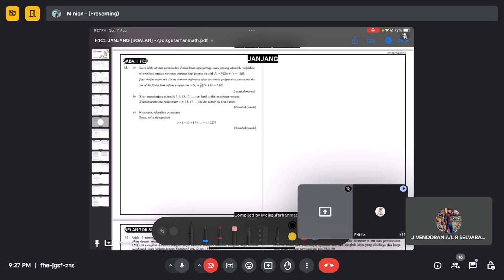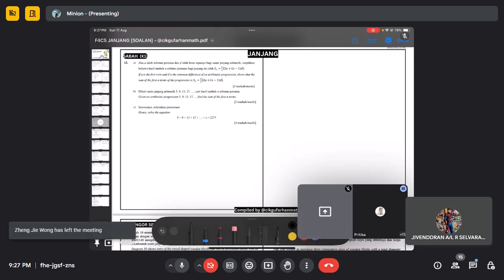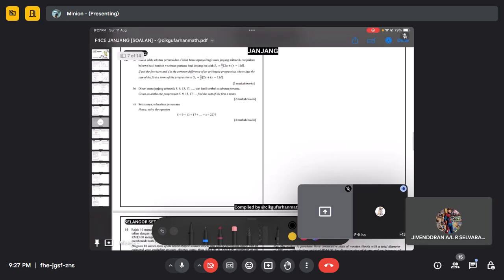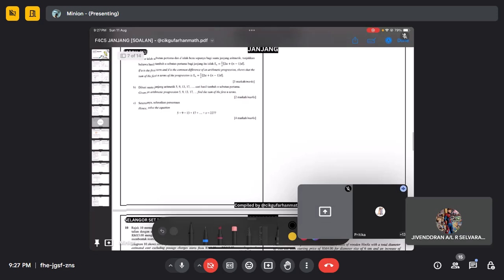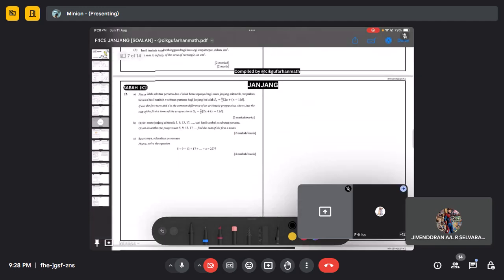If a is the first term and d is a common difference of an arithmetic progression, show that the sum of the first n terms of the progression is Sn equals n over 2 bracket 2a plus bracket n minus 1 close bracket d close bracket. Given an arithmetic progression 5, 9, 13, 17, find the sum of the first n terms. So guys can try first.